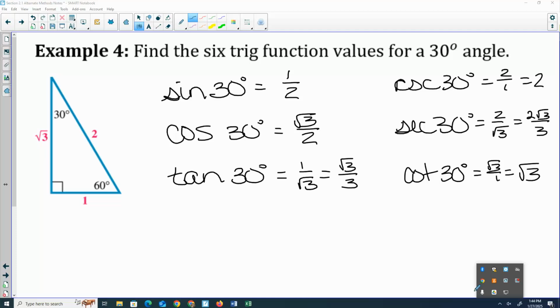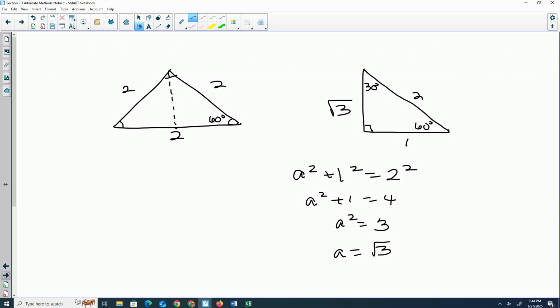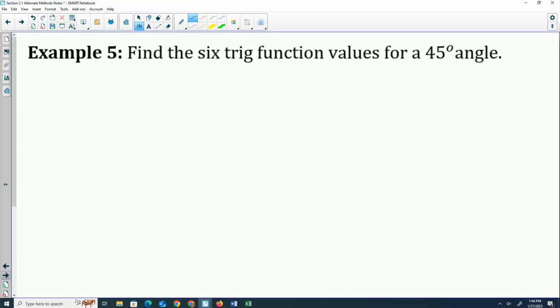We could also do these for 60 degrees, right, from the same triangle. And we'll come back and do that in a little bit. So sine of 60 degrees would be radical 3 over 2, because the sine of 60 is going to be the same as cosine of 30. They're cofunctions. All right, so 30 and 60 are 2 of our main angles. The other one is 45. So let's talk about a 45-degree angle.